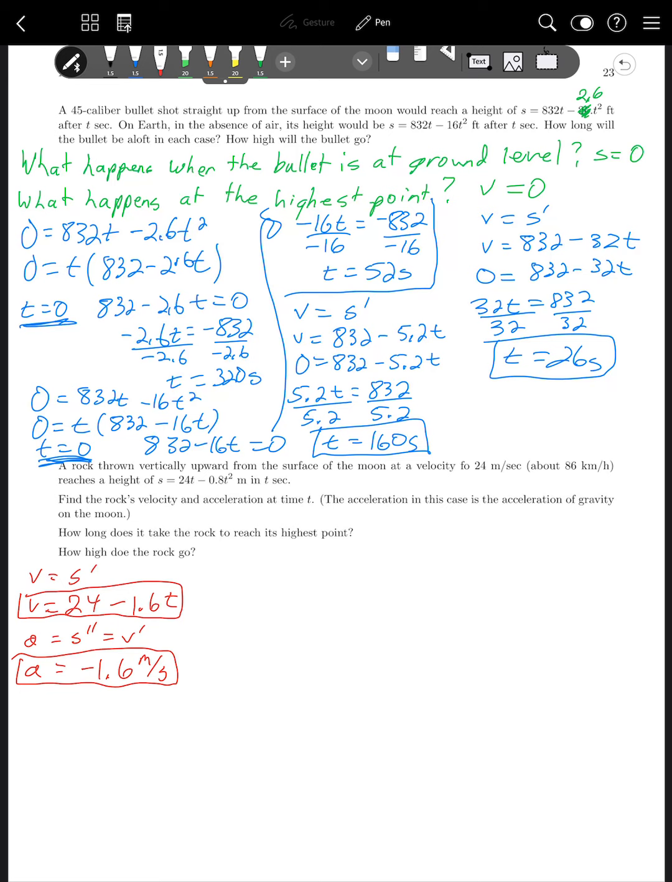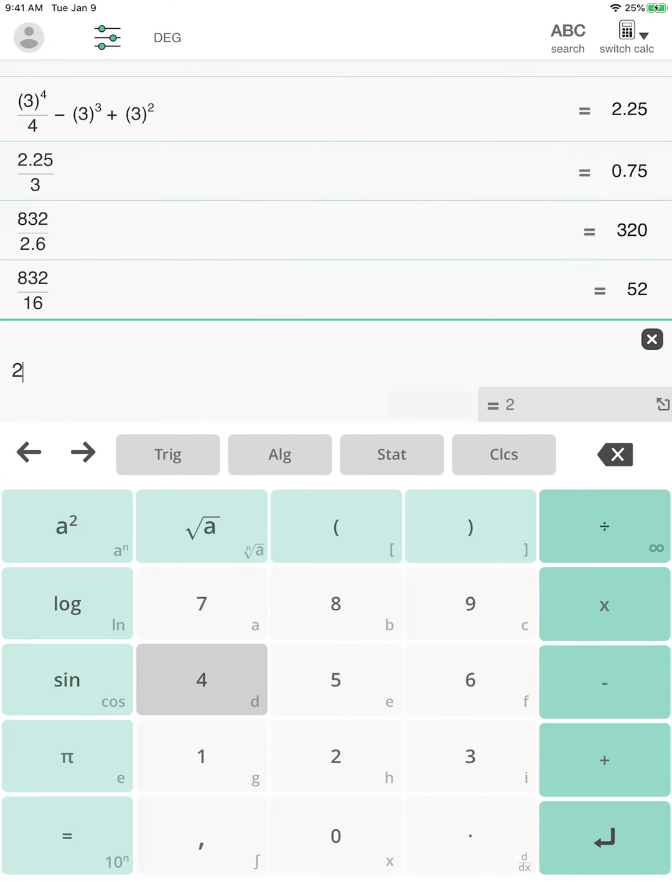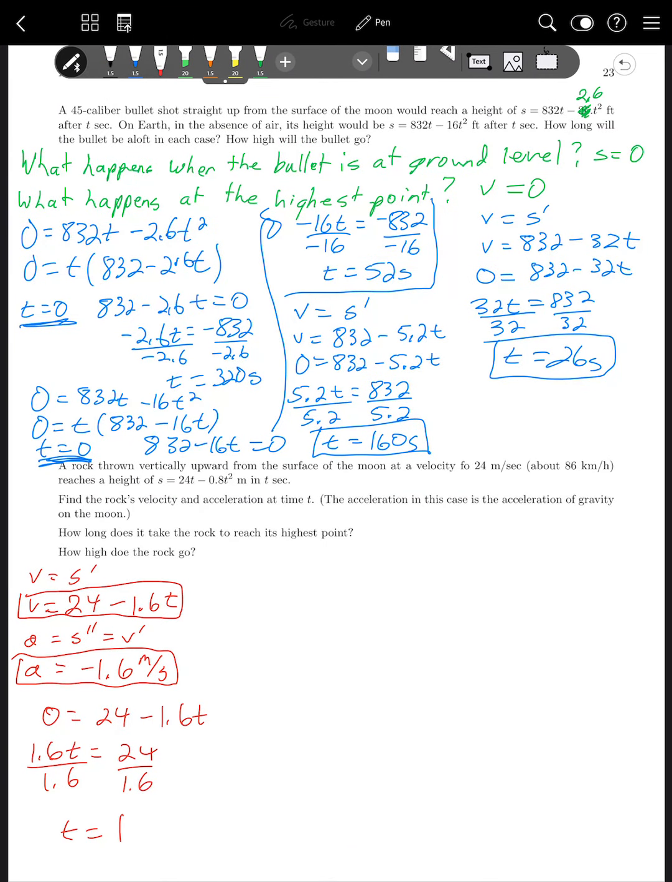So then it asks, how long does it take the rock to reach its highest point? Well, we talked about this in the previous problem. To figure that out, you let velocity equal 0. So 0 equals 24 minus 1.6t. Add 1.6t to both sides, and then divide by 1.6. So 24 divided by 1.6 is 15. So it takes 15 seconds for it to reach its highest point.